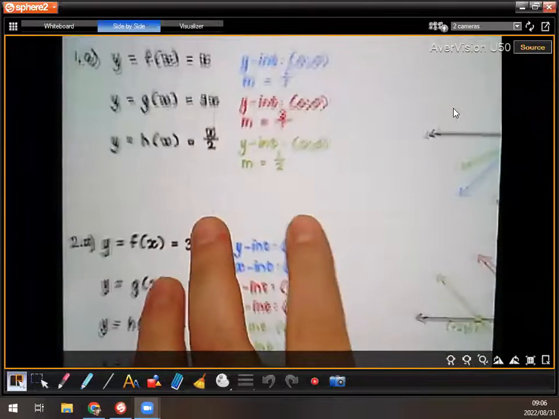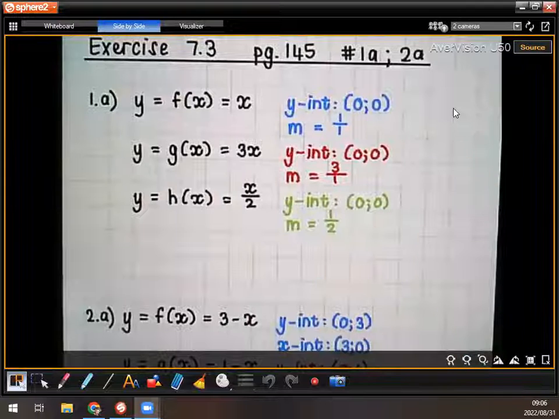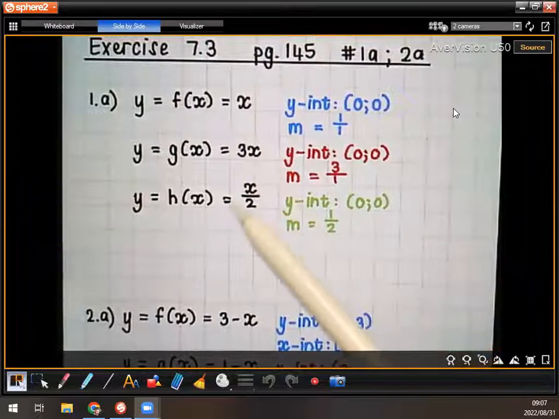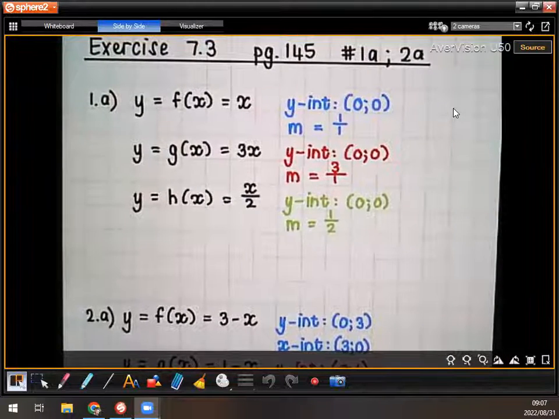Okay, guys, I'm just going to show you what I wrote down here. So for all three of them, do we agree that the y-intercept was 0? The c value was 0, right? There was no c value, so the c value is 0. And then remember, if you're using the gradient intercept method, you have to take your m value, which is the coefficient of x, and write that as a fraction if it wasn't already written as a fraction.